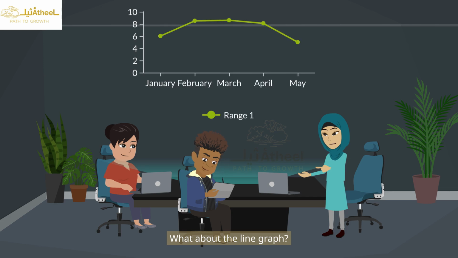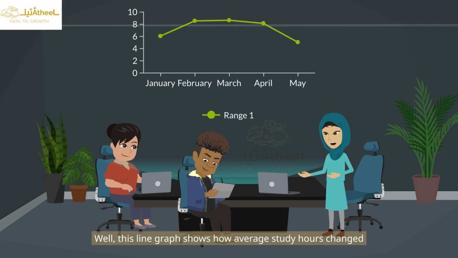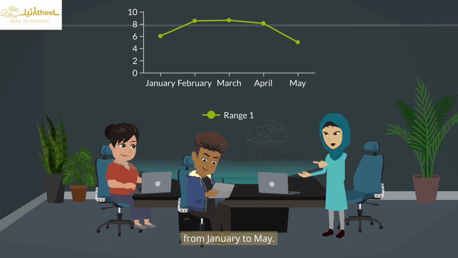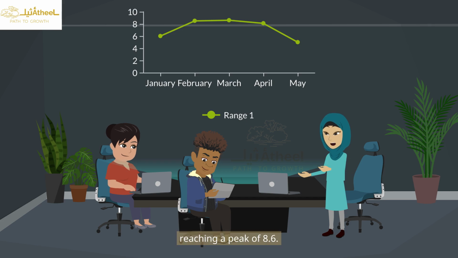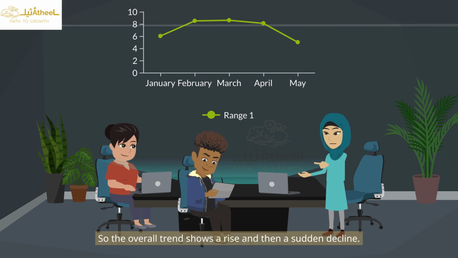What about the line graph? Well, this line graph shows how average study hours changed from January to May. We can see that hours increased steadily from January to March, reaching a peak of 8.6. Then in April, the number fell slightly, and by May it dropped sharply to 5 hours, the lowest point of the period. So the overall trend shows a rise and then a sudden decline.